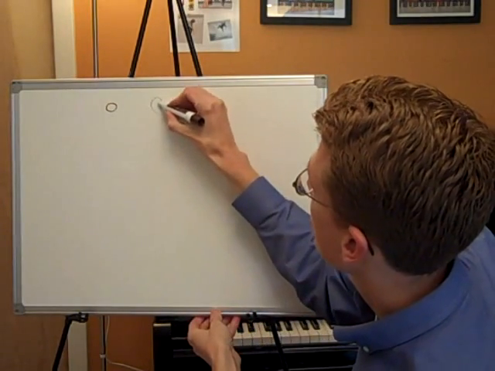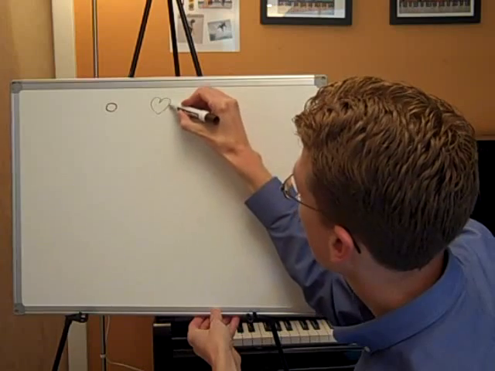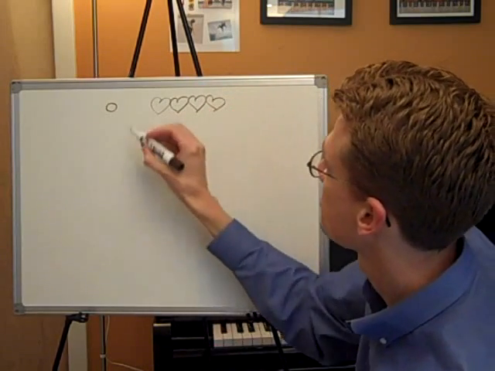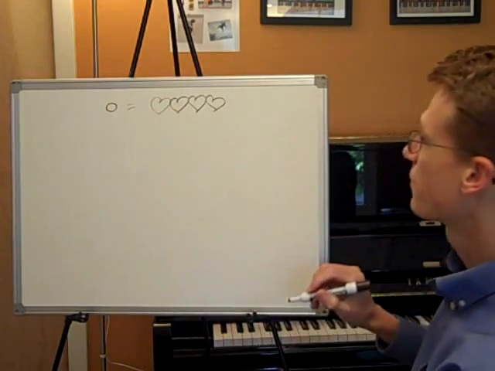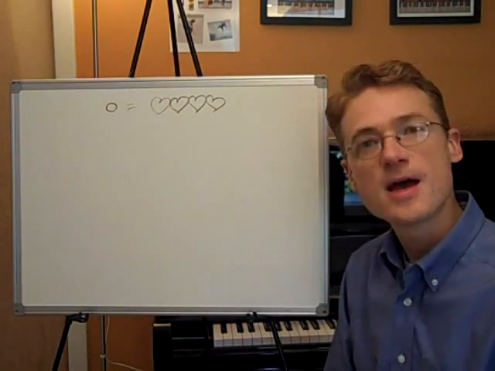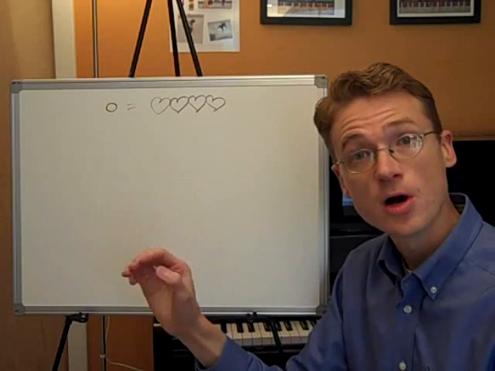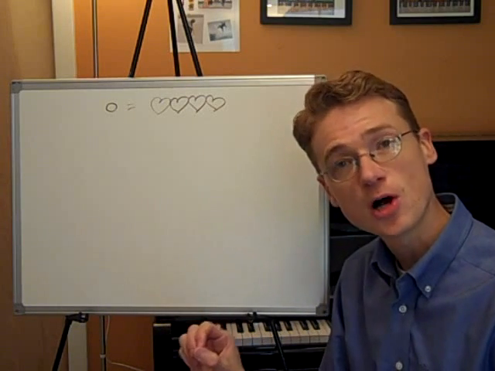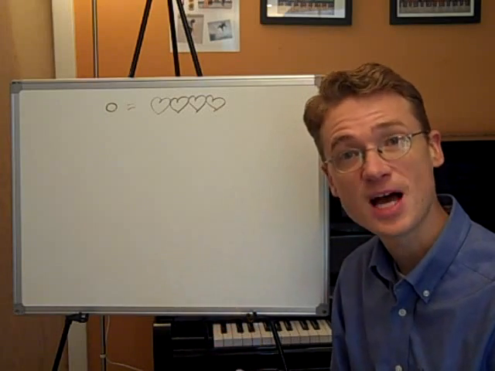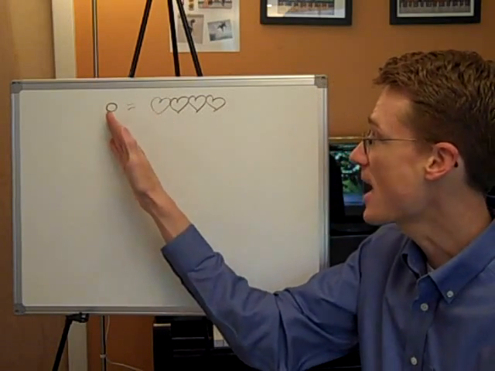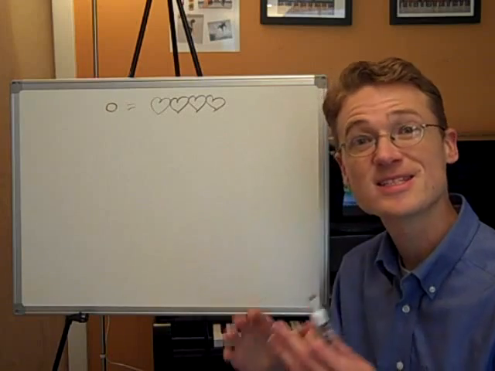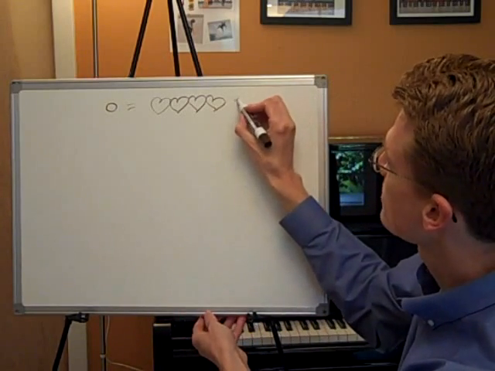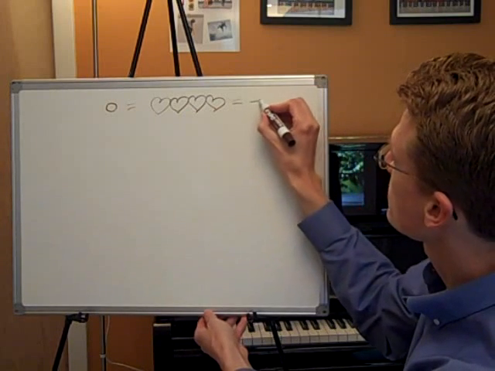So next to this whole note, I'm going to draw four hearts to represent four beats. And the whole note equals all four of those beats. Every note in music also has a corresponding rest, kind of like a cousin, which also receives the same amount of time. But instead of a sound that lasts that many beats, it's silence that lasts that many beats. The rest that equals four beats looks like this.